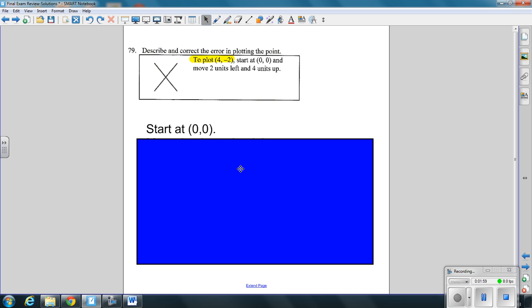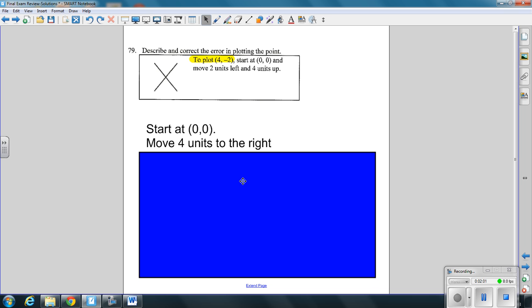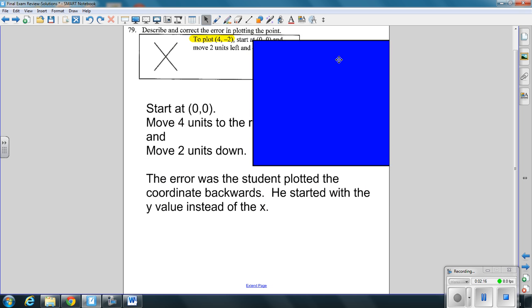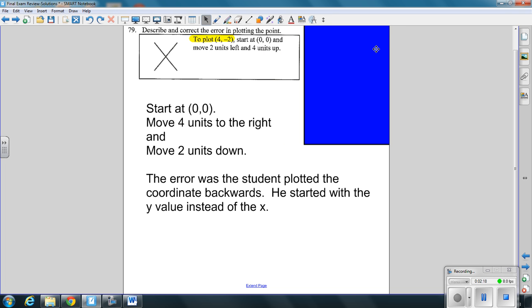So to graph this, you start at 0, 0. You move right 4 units, and you move 2 units down, because the first point represents x, left and right. The second point represents y, up or down. So the error was that the student plotted the coordinates backwards. He started with the y value instead of the x.